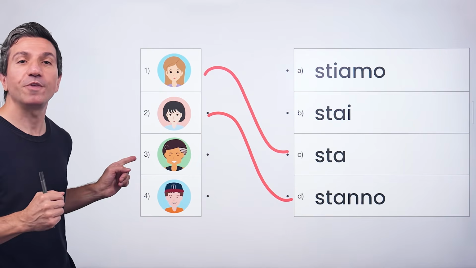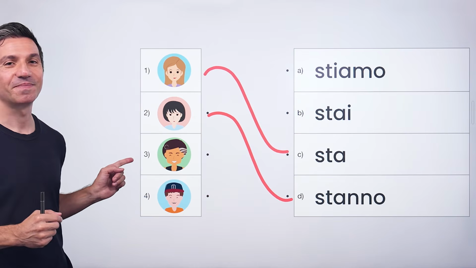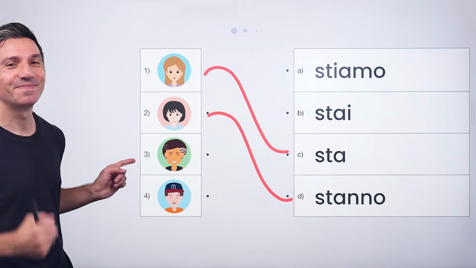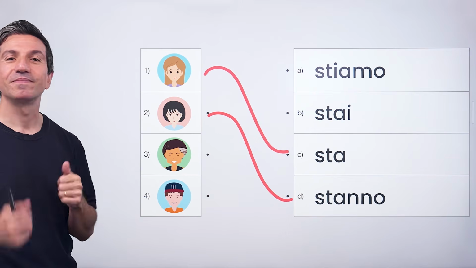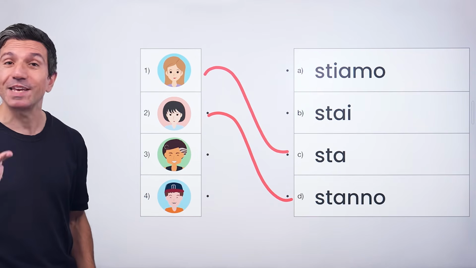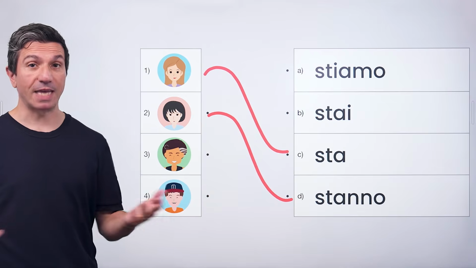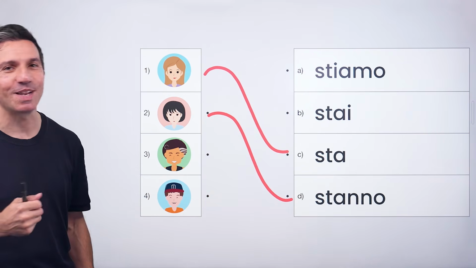Stai guardando un film italiano? One more time. Stai guardando un film italiano? Did you hear stai? Stai is the second person singular form of stare. So this sentence means, are you watching an Italian movie?